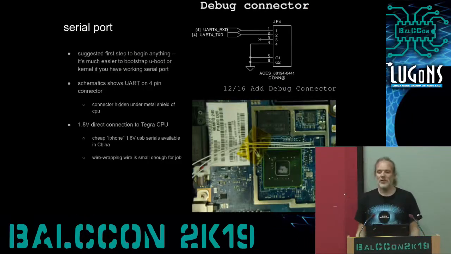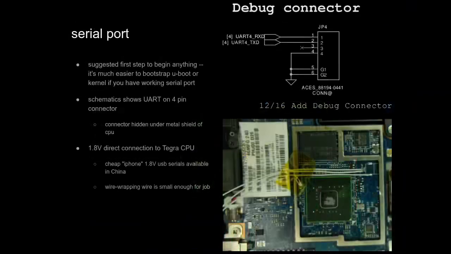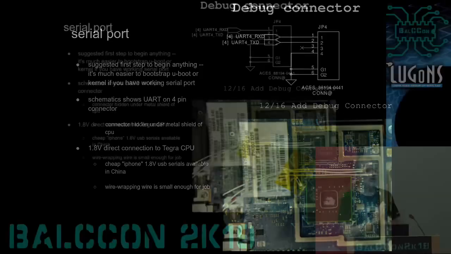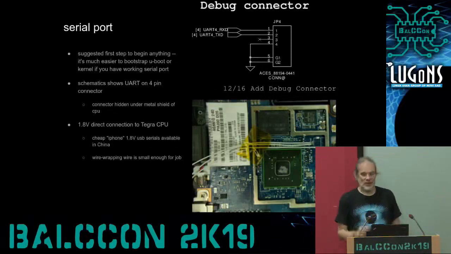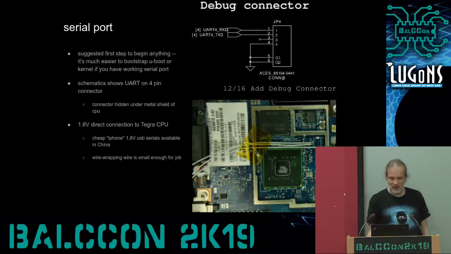So I started looking for serial connectors. I spent some time searching the board through all 4-pin connectors because I knew that serial is on 4 pins, judging from the schematic. And finally, I found it under the RF shield of the Tegra CPU itself. And again, it was 1.8 volts, but by this time, I already knew that there are cheap USB serial adapters which have the iPhone keyword in AliExpress listings, which are actually 1.8 volts. So for this one, I didn't use the Kindle.